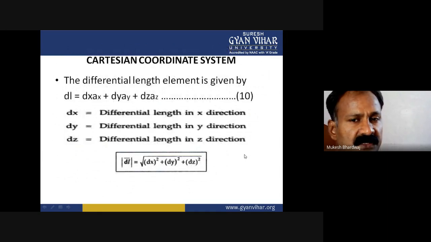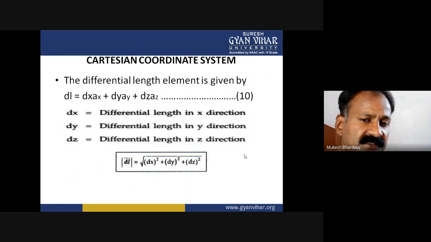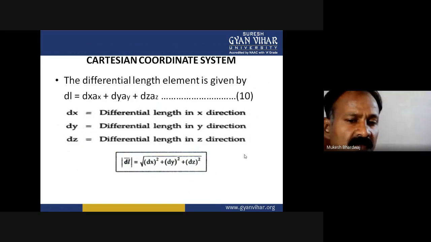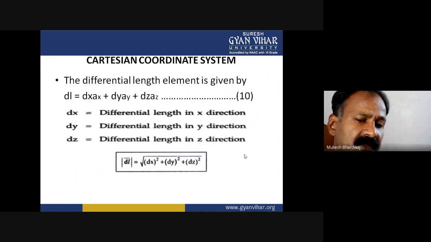The differential length element is given by dl equals dx ax plus dy ay plus dz az. So dx, dy, dz are the differential lengths in the x, y and z directions respectively. And the magnitude of dl is given by the square root of dx squared plus dy squared plus dz squared.